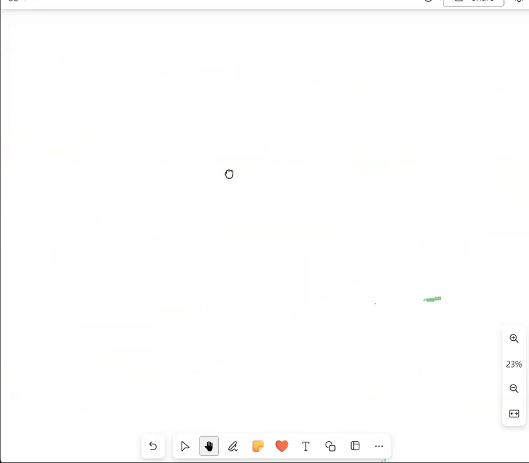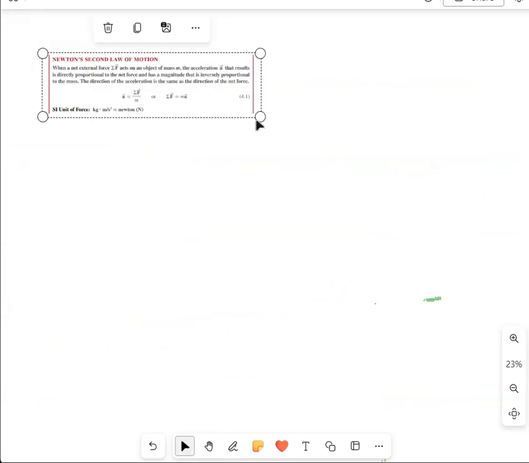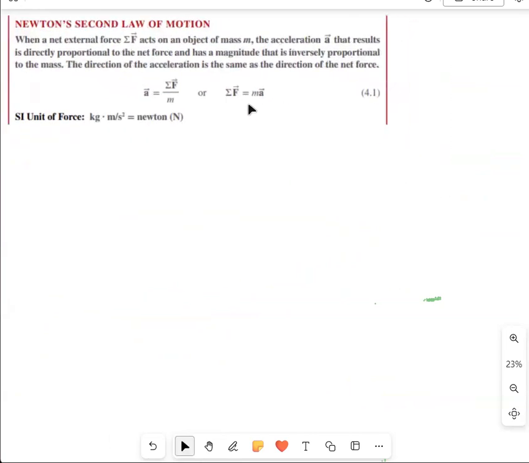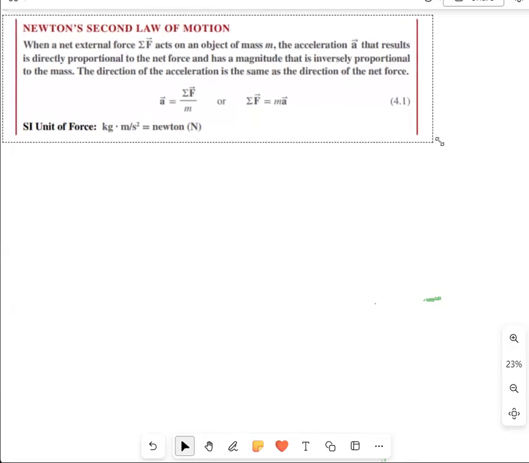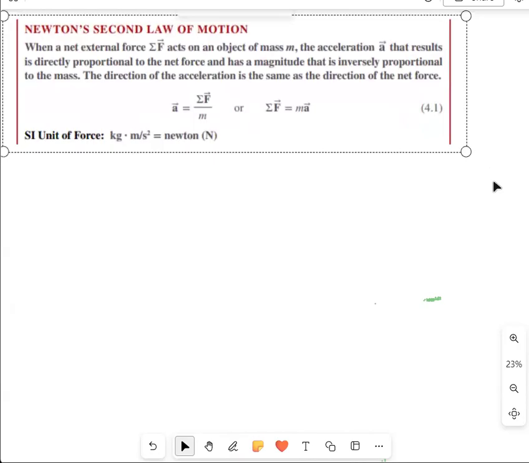Good. I want to go to that second law. So you can see this? Is the writing big enough? Yes, sir. Okay.